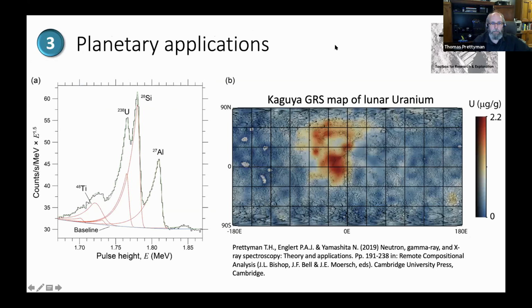This makes it difficult to get at some of these radio elements. Uranium in particular on the left requires deconvolution to get at its intensity. Nevertheless, you can make a really super nice map of uranium using the high resolution gamma ray spectra acquired by the Kaguya spectrometer. Next.